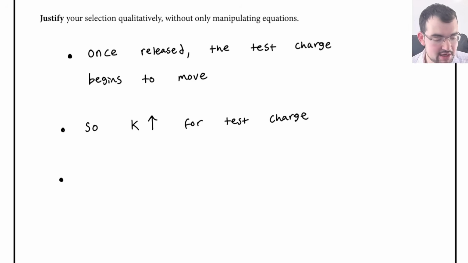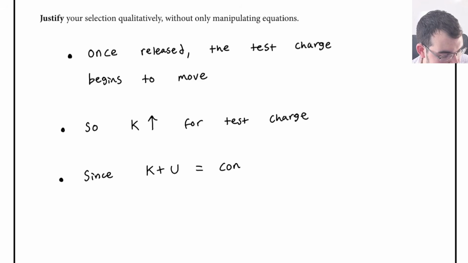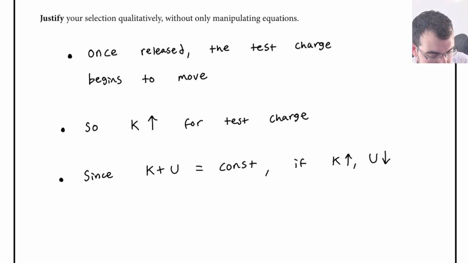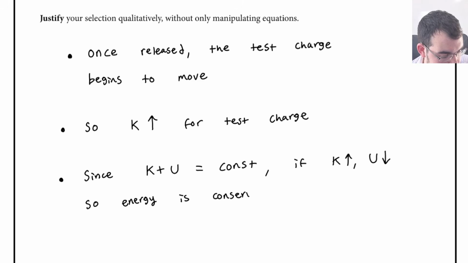But you can't just gain kinetic energy in a closed system for free, right? That has to come from somewhere. So also, since K plus U equals constant, if the kinetic energy of the test charge increases, the potential energy associated with the test charge must decrease. So energy is conserved. I should probably say because.